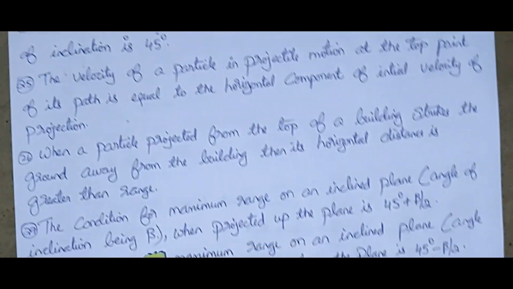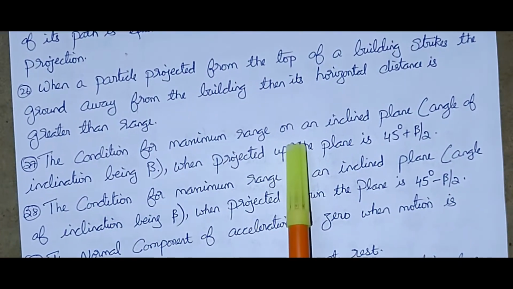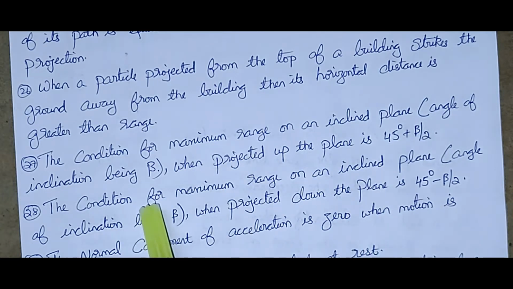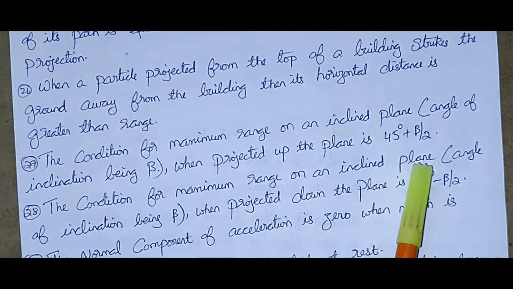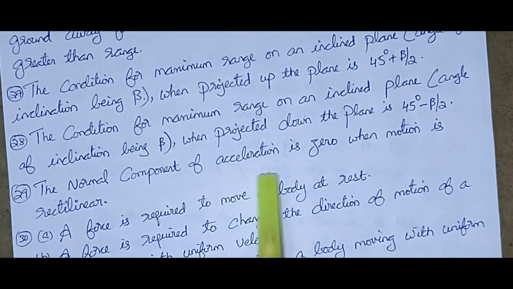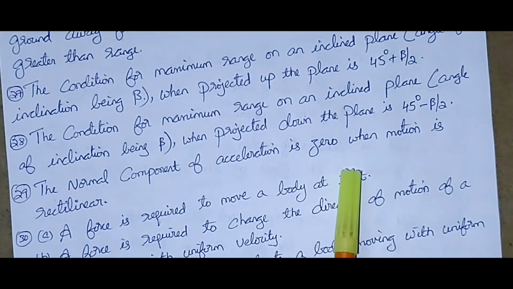The condition for maximum range on an inclined plane, angle of inclination being beta, when projected up the plane, is 45 degrees plus beta by 2. The condition for maximum range on an inclined plane, angle of inclination beta, when projected down the plane, is 45 degrees minus beta by 2. The normal component of acceleration is 0 when motion is rectilinear.